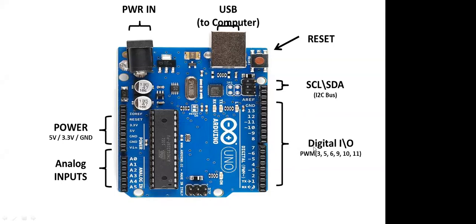So these are the input and output pins over here. You can note it down also if you have a notepad. That would be a good practice. This one is digital input output, PWM. You can see 3, 5, 6, 9, 10, 11. Okay.